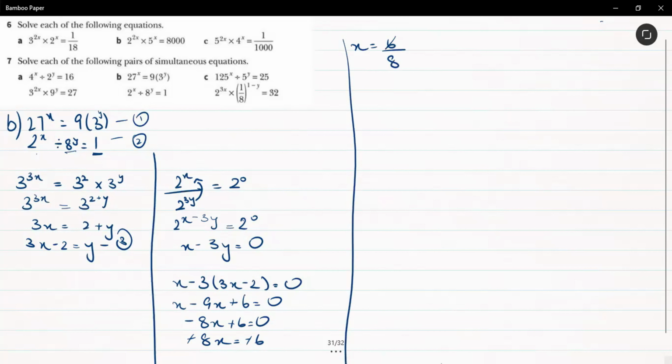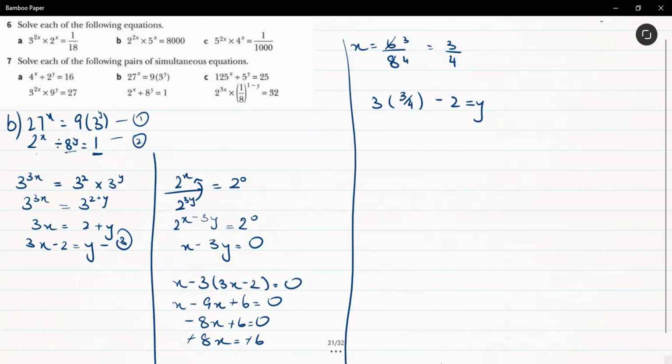Simplify this. 2 times 3 is 6, 2 times 4 is 8, and that is going to be equal to positive 3 over 4. And that's our answer for x in part B. For y, we have to find 3 multiplied by 3 over 4 minus 2 is equal to y.